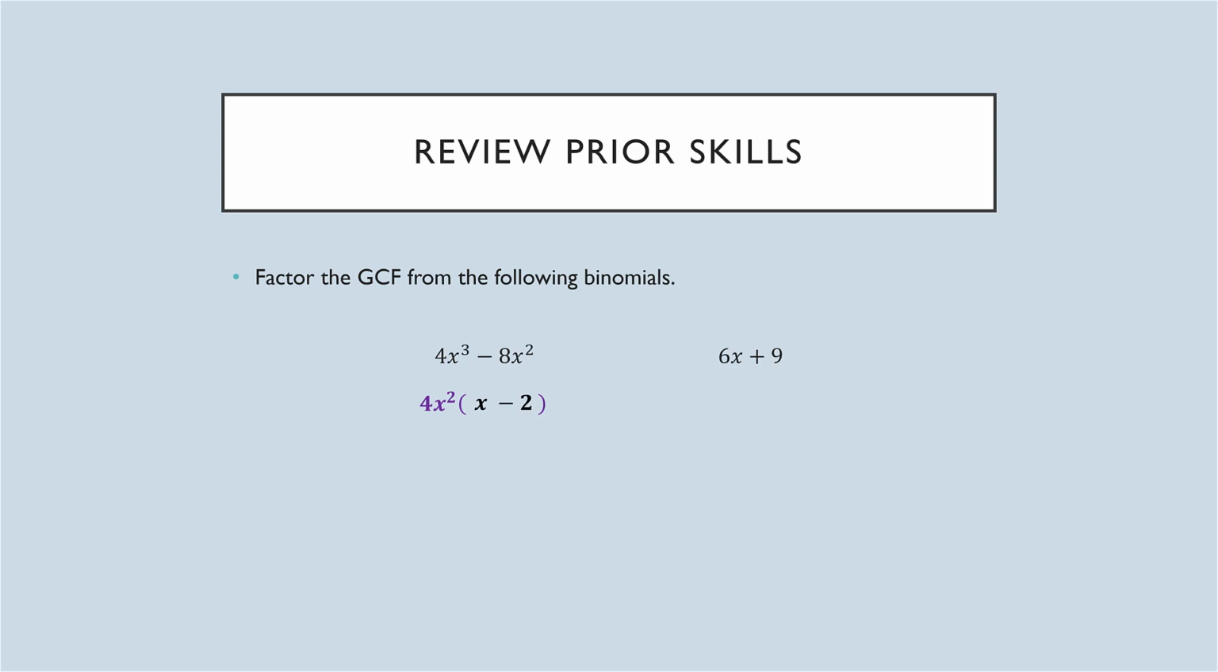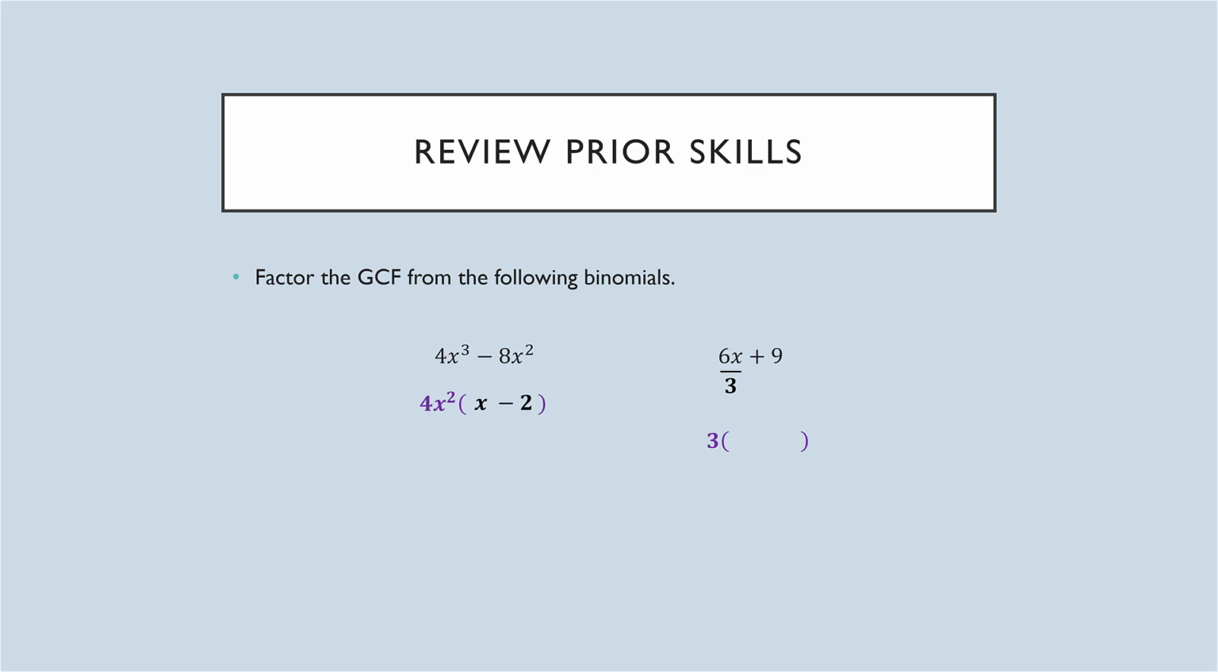We'll do another one. 6x plus 9. Factor the GCF from this binomial. 6x and 9 have a common factor of 3. There is no variable in this GCF because 9 does not have a variable. So all we have is the 3. You can think of factoring similar to division in the sense of, if my GCF is 3, I can take each term and divide by 3 and find out what I have left.